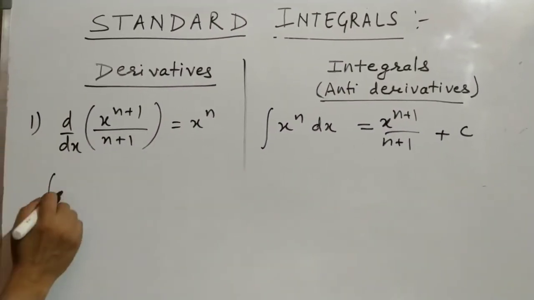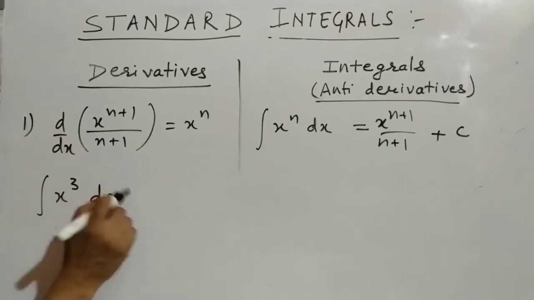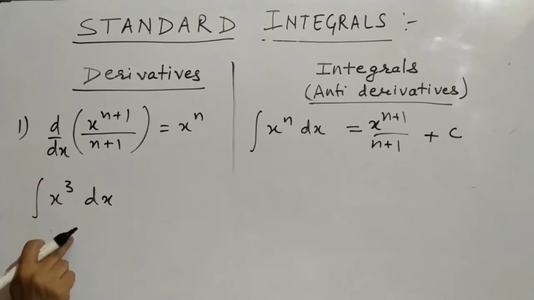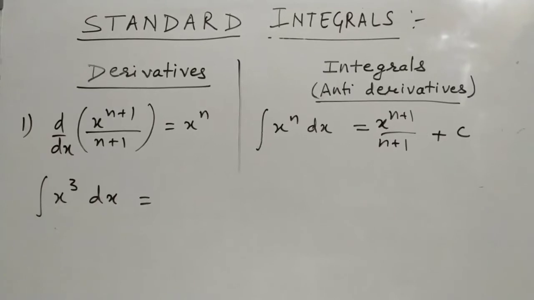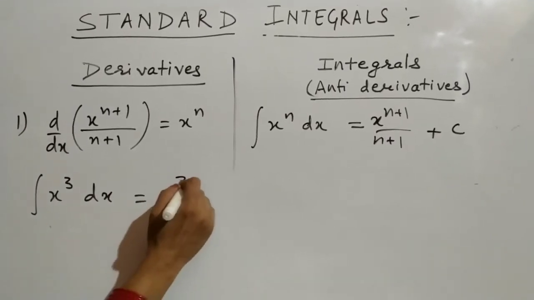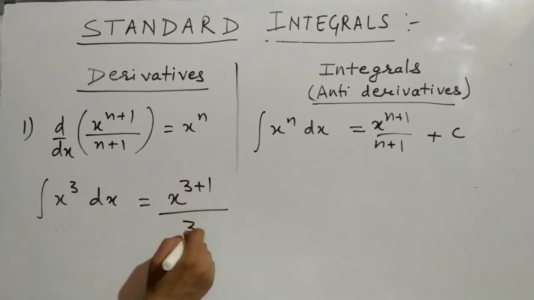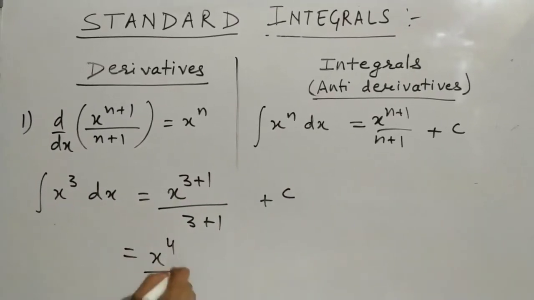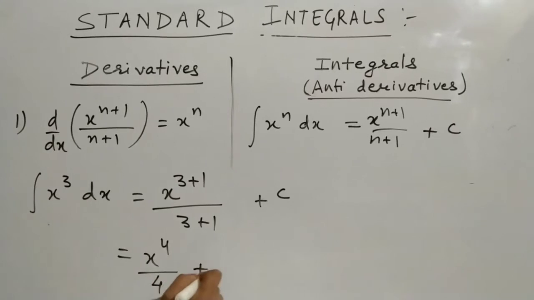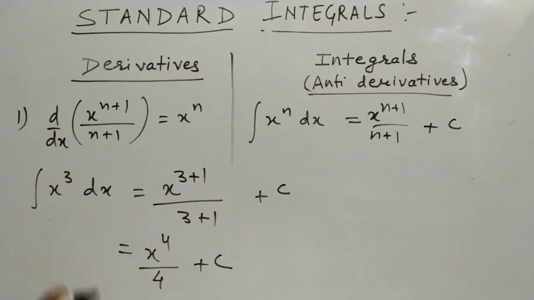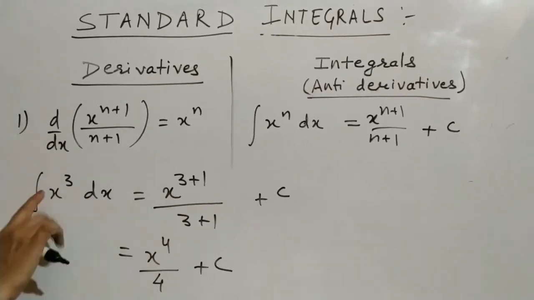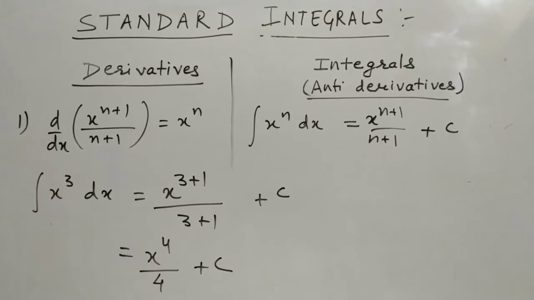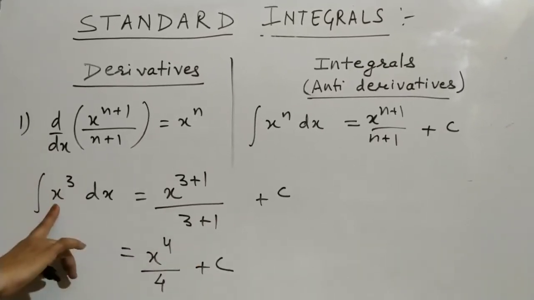Means if we have to find integration of x to the power 3, then it is equal to x to the power 3 plus 1 over 3 plus 1 plus c. Means it is equal to x to the power 4 by 4 plus c. This one is the antiderivative of x cube, or you can say this is the integral of x cube.